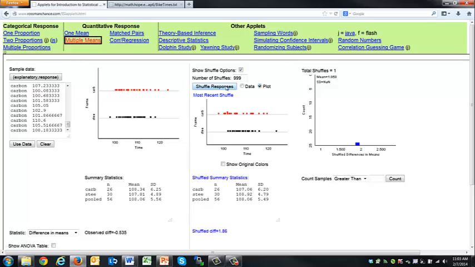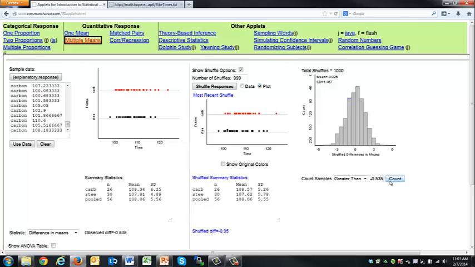We'll do 999 more. Click Shuffle Responses, and we get a histogram showing us the shuffled differences in means. Now, to finish this up, we need to evaluate the strength of evidence. We've simulated the null hypothesis. It's centered at 0. Now we want to ask, how does our observed difference in means compare to what happened by simulation? The actual difference in means was negative 5.35.